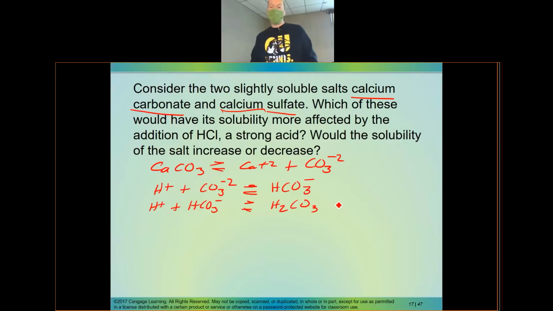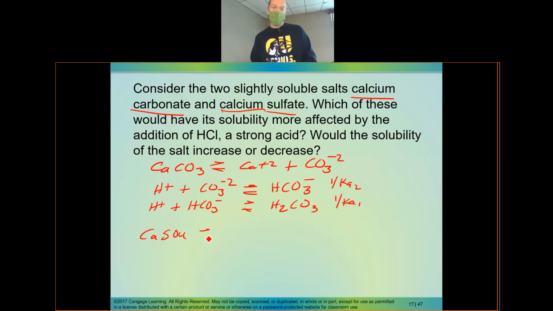All right, and so this is 1 over your Ka1, and this is 1 over your Ka2. So this is a diprotic acid, with a minus 2 charge, so you actually have 2 Ka values. You can look up those Ka values.